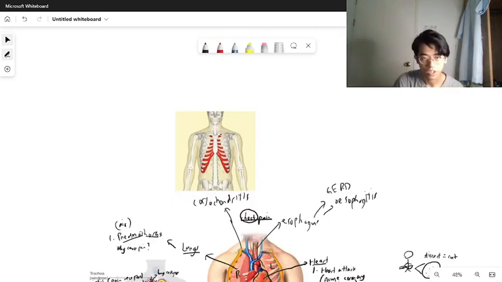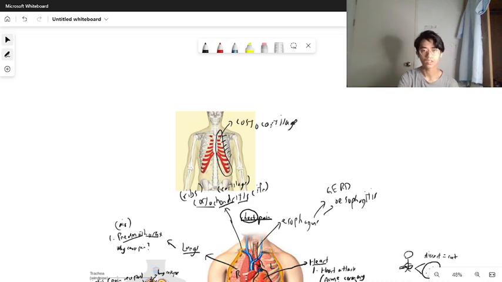Costochondritis. If you look at this picture, you can see these are the ribs, and the red one right here is the cartilage. So costo is actually a prefix for ribs. Chondr is actually cartilage. Itis means inflammation. So it's rib cartilage inflammation. It's an inflammation of this thing right here. This is called the rib cartilage or the costal cartilage.